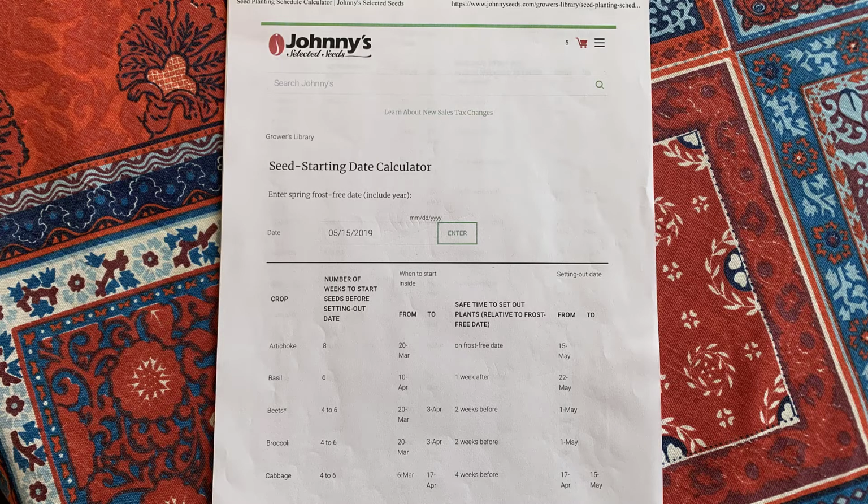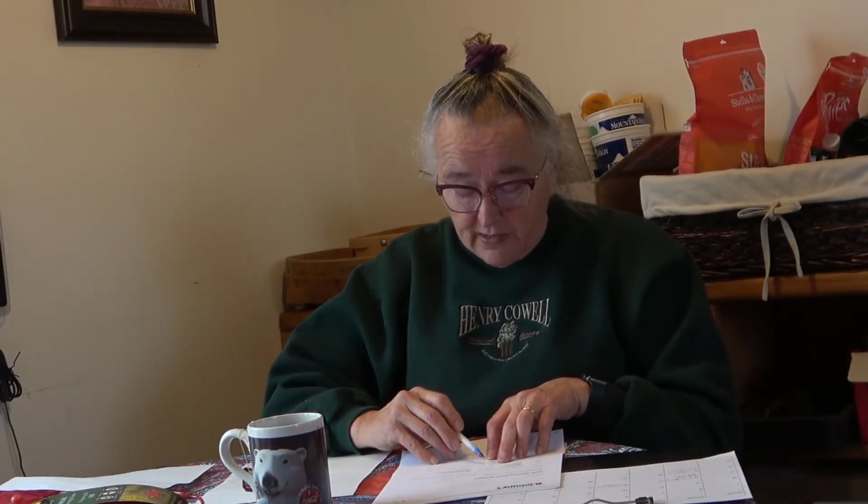I take the seed starting date calculator and I'll flip this over because I'm going to be copying this over anyway. I like my lists to be neat, so if they get messy, I copy them over. I'm one of those. So first thing on the list here, artichokes, not growing it this year. Basil. It says number of weeks to start seeds before setting out date, 6. And it tells me for my location, that means that I should do it sometime after the 10th of April.